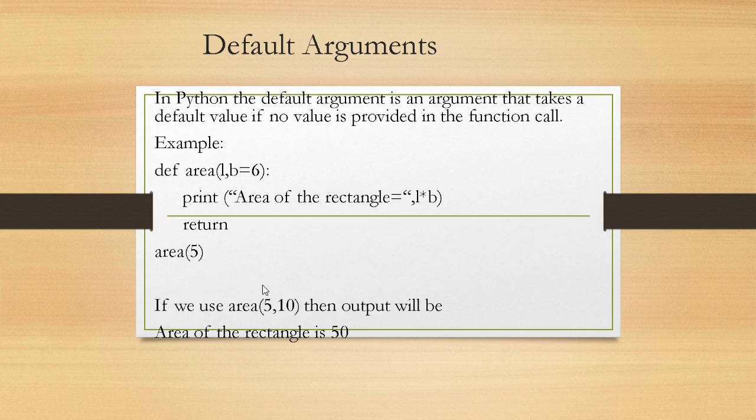Suppose I use the call statement as area of 5 comma 10, giving two values. In that case 5 will be assigned to L and 10 will be assigned to B. If we are specifying the argument value in the call statement, then it won't consider the default argument. It will take only the argument in the call statement. So 10 will be assigned to B and you will get the answer as 50. So only if the argument is missing, it will take the default argument. If the arguments are present in the call statement, it will consider only those arguments.